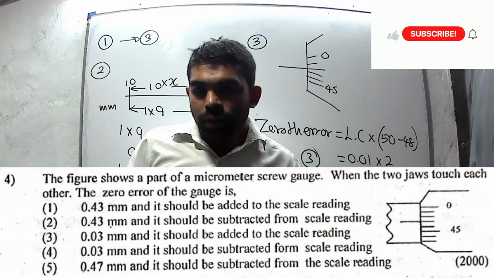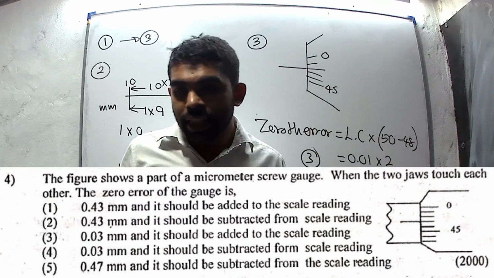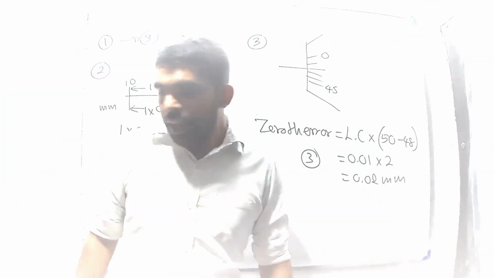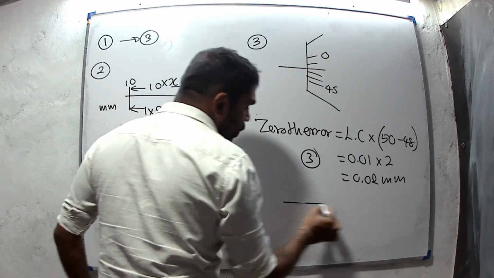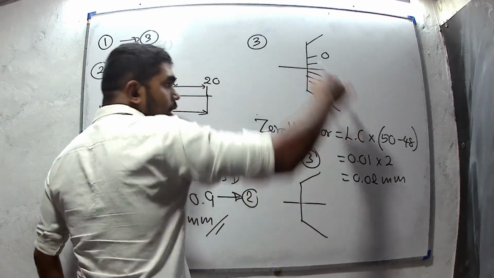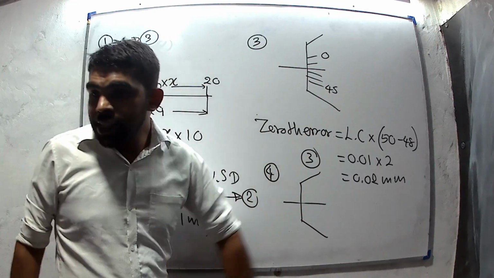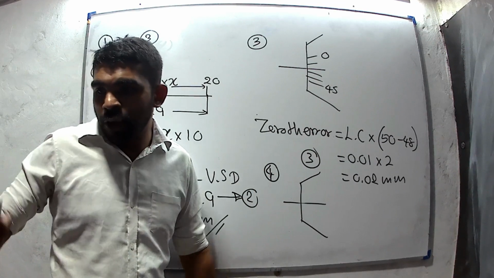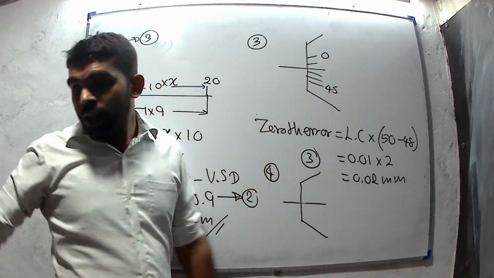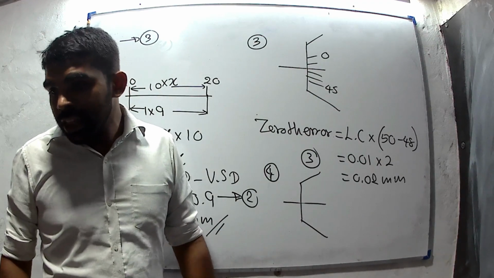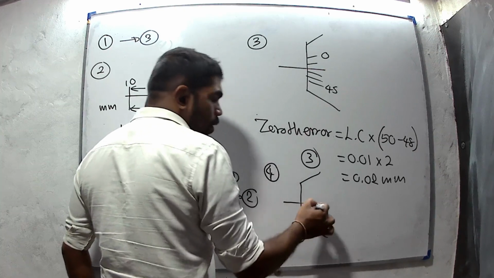Then question number 4. The figure shows a part of a micrometer screw gauge when the jaws touch each other. The zero error of the gauge is. It is the same as this diagram, but there is a small difference between this diagram and the given fourth question. It is the coinciding part. The coinciding part is 48 in this diagram. For the fourth question, 47 is the coinciding part. 45 is this part, 46, 47.